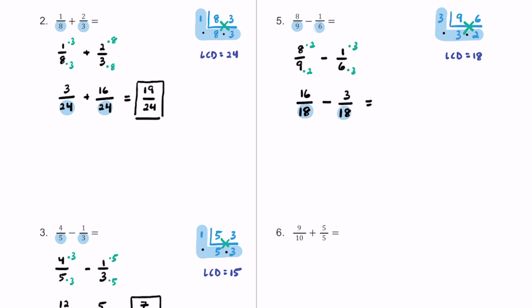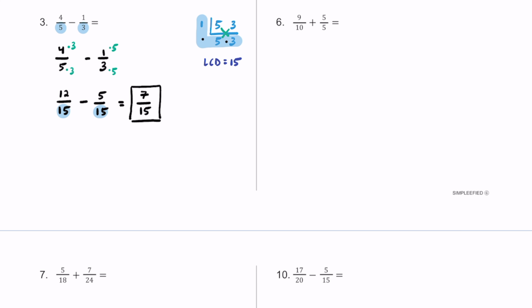16 minus 3 is going to be 13. So we have 13 over 18. You should check to simplify this fraction. However, 13 is prime, and it does not go into 18. So 13 and 18 are relatively prime. It can't be simplified. For number 6, we have 9/10 plus 5/5 here.